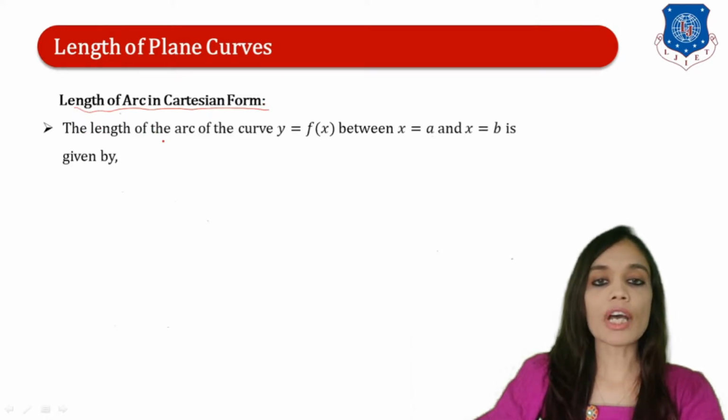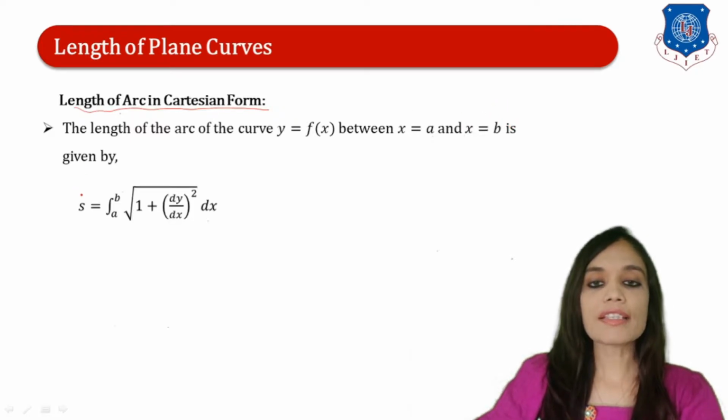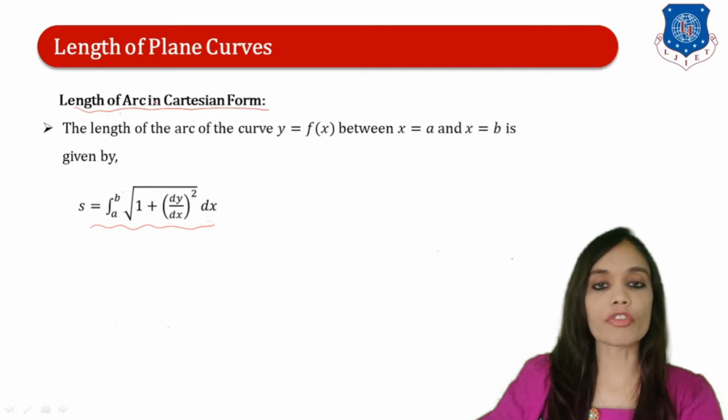So the length of arc of the curve y is equal to f of x between x is equal to a and x is equal to b is given by s is equal to integration from a to b square root of 1 plus (dy by dx) whole square dx, right? So this is the formula to find length of arc in Cartesian form.